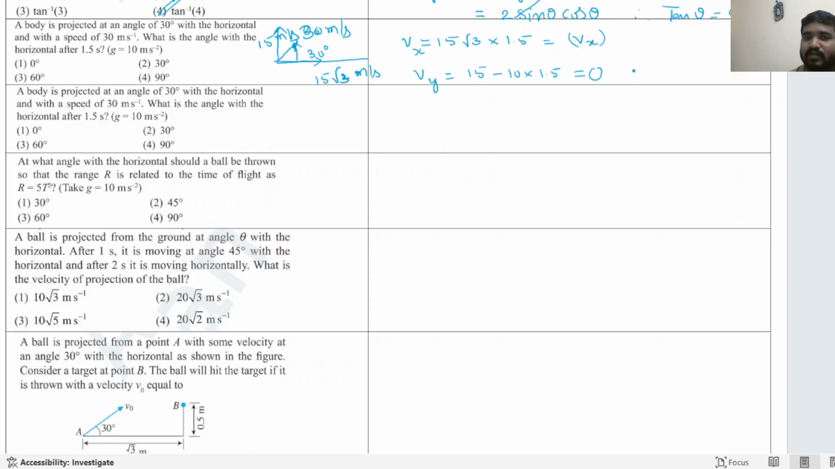If your projectile is projected like this, at maximum height only the vertical component of velocity becomes 0. So Vy equals 0 and Vx does not equal 0. Hence, from this we conclude the object is at maximum height. At maximum height, the angle made by the projectile with the horizontal is 0 degrees.